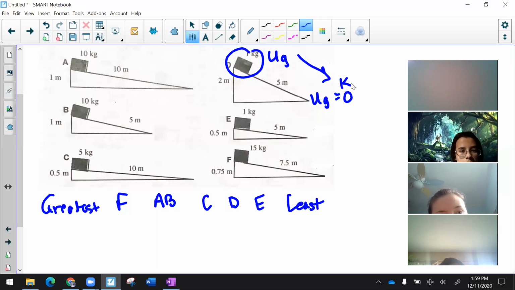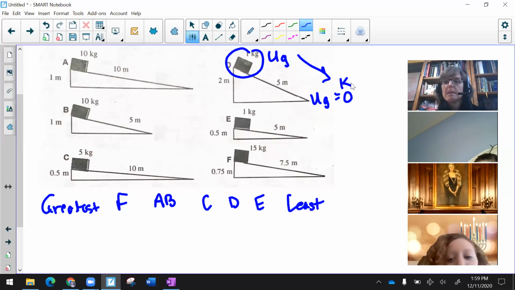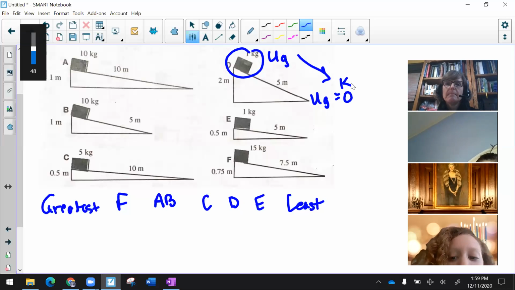Are we good on this one? Yes. Dr. Goetz, could you have done work equals F_net dot d, which equals the change in kinetic energy?